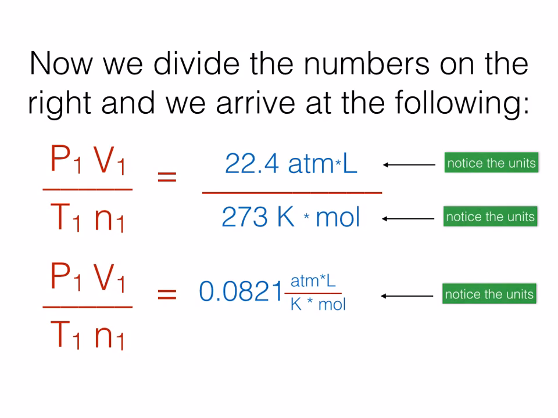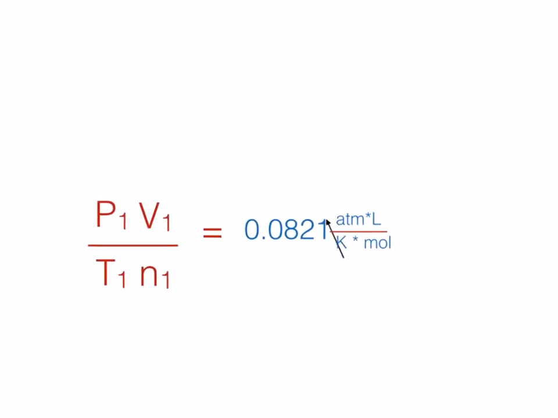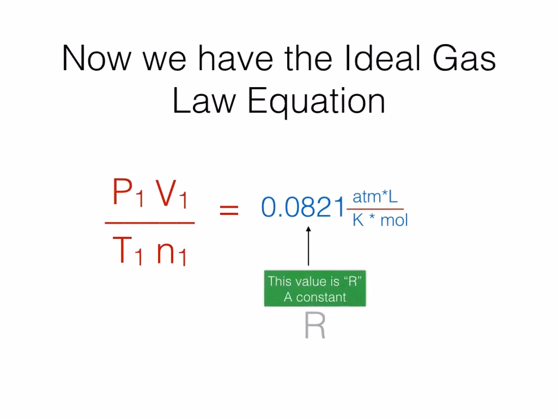Now, this 0.0821 has a special name. It's actually a constant, and this constant is what we call R. This R is what we call the ideal gas constant, and it can be used to solve a lot of problems using the ideal gas law. In fact, we're almost there. This, for all intents and purposes, is the ideal gas law. But you probably have seen the ideal gas law written slightly differently, so let me show you what that looks like here.